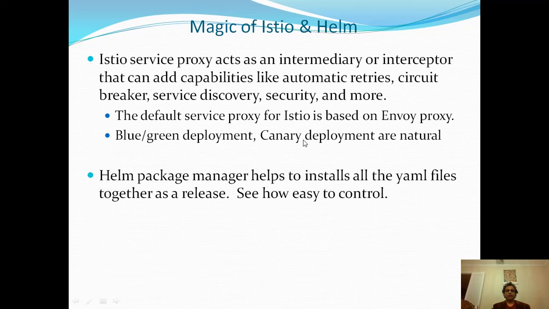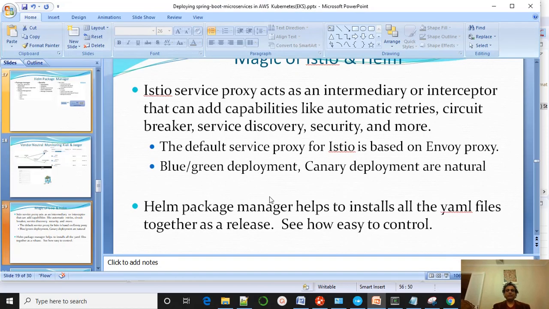And this default service proxy for Istio is based on the Envoy proxy, and we can do blue-green deployment and Canary deployment. So today I'm going to show you a demo of the Canary deployment, and the Helm package manager helps to install all these YAML files together as a release. So first we'll see what a Canary deployment is, and how we could do it very easily through Istio, right?